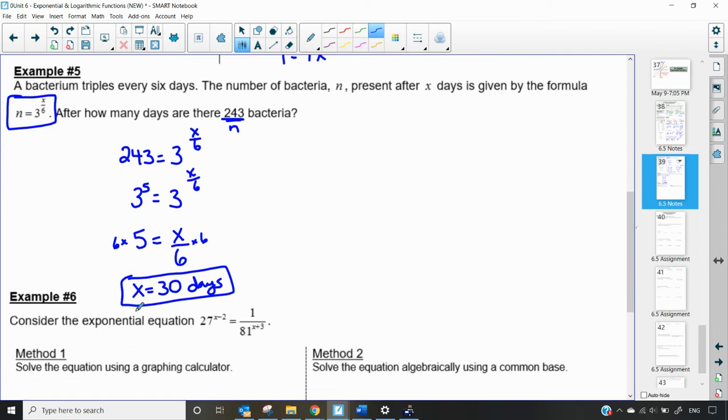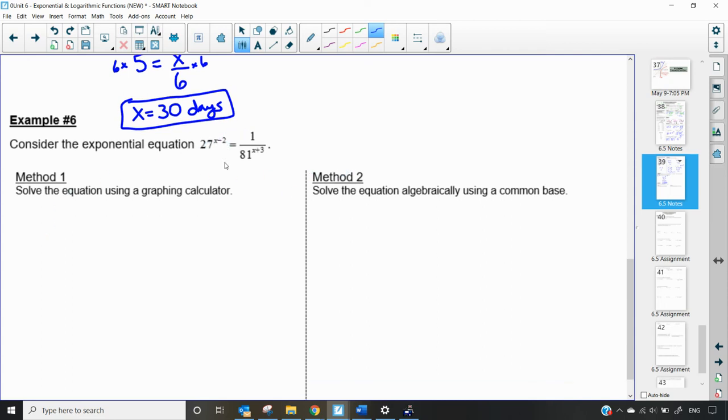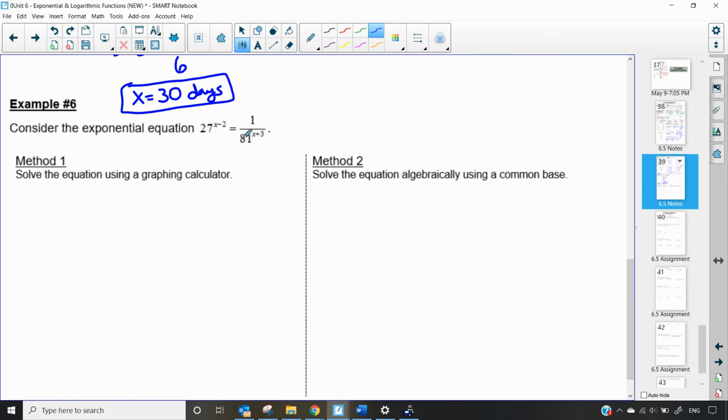All right, taking a look at one more example here. Consider the exponential equation 27 to the x minus 2 equals 1 over 81 to the x plus 3. We're actually going to start by solving with method 2, and then we'll go to the calculator. For this example, we have 27 and 81. I can't write 81 as base 27, so I have to think, how can I write both as the same base?